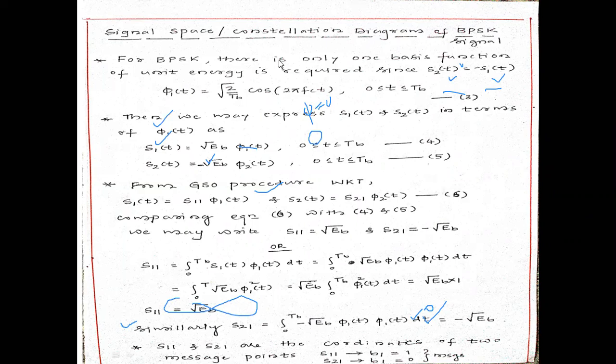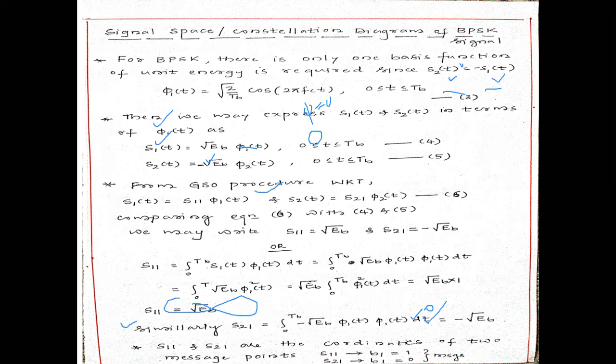Here we have the signal space, or constellation diagram, right? Signal space is also known as the constellation diagram for BPSK. Why is the signal space required? It is necessary to locate the message points, such as binary ones and zeros. These message points you have to locate over a two-dimensional space with the help of the basis function.